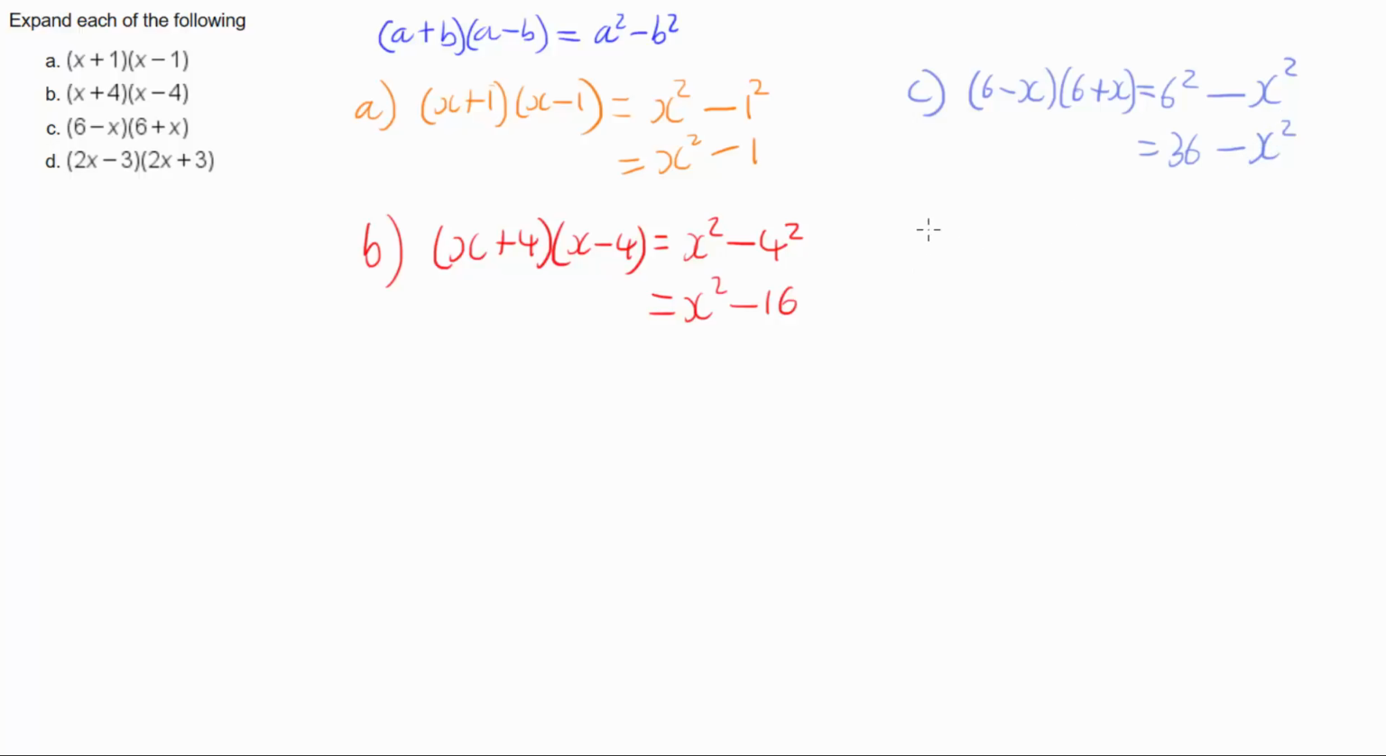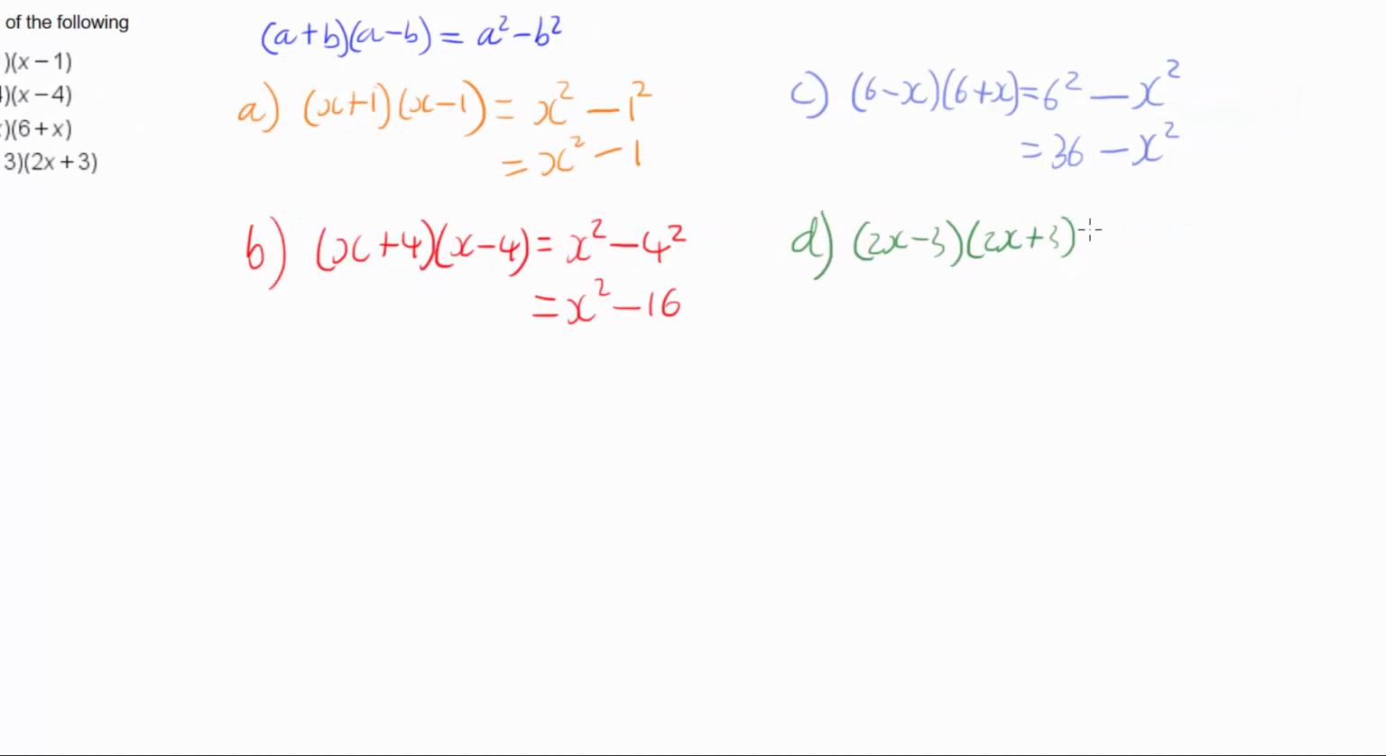And then lastly, part D, we have (2x - 3) times (2x + 3). So again, if we apply this process to this, we get our first term squared, so our first term is now 2x, and we square it, so the whole thing is squared, and we subtract off our last term squared, which is now 3. So we're going to take our 2 squared, which is 4, and x squared is x squared, minus 3 squared, which is 9.